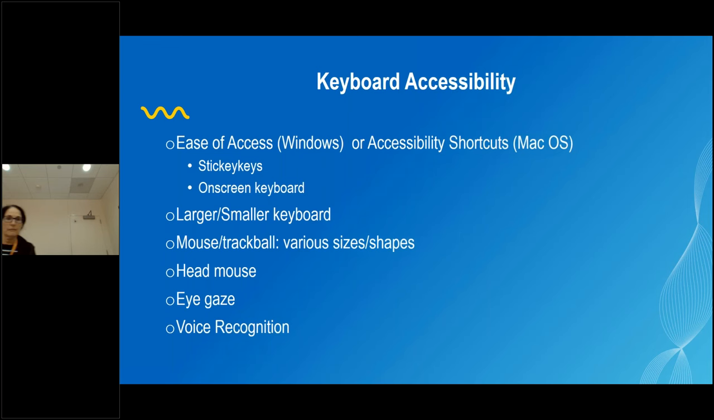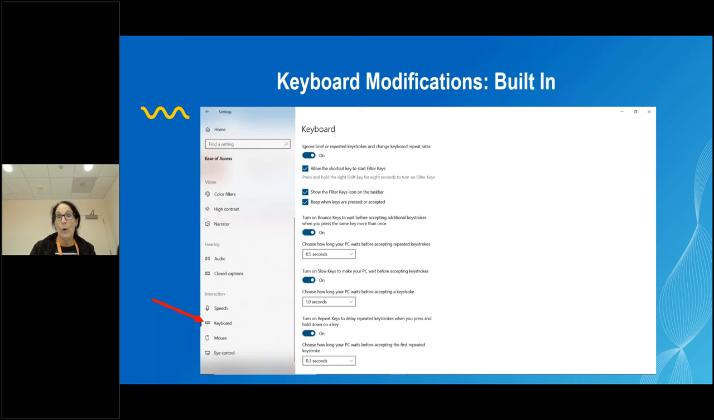Okay, so I'm going to talk about accessibility features on Windows and Mac, using smaller or larger keyboards, mice and trackballs, head mouse, eye gaze, and voice recognition. So first, there are these free, wonderful things in your computer right now you might not have known about.